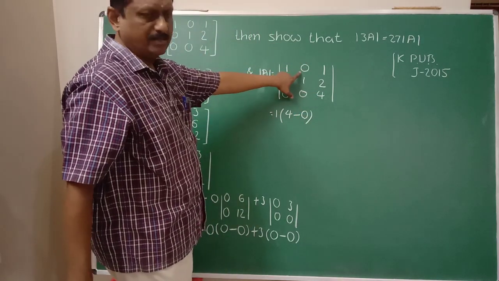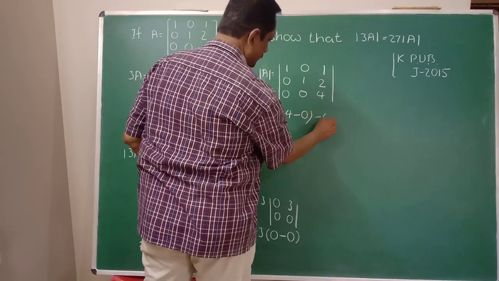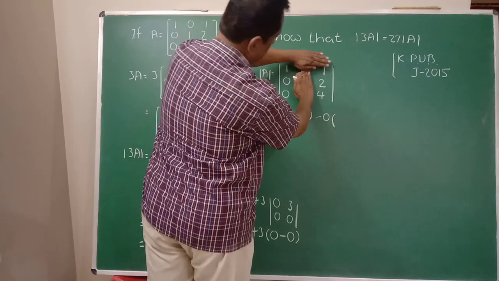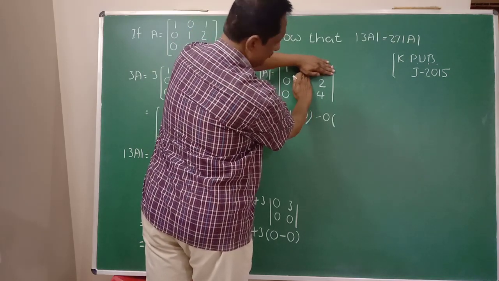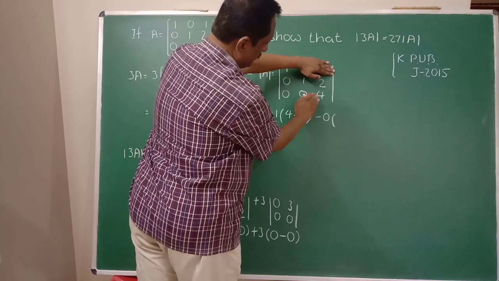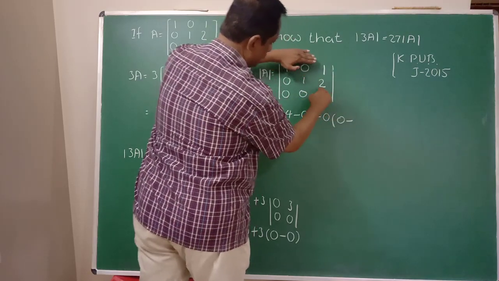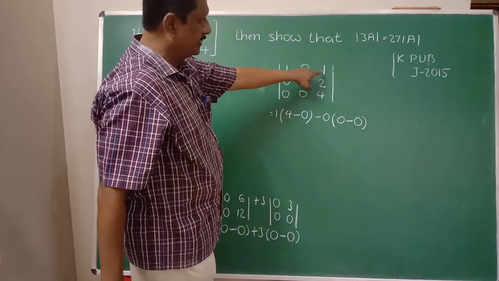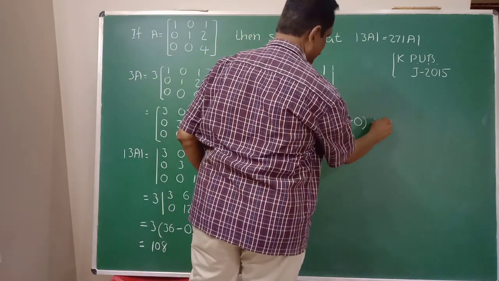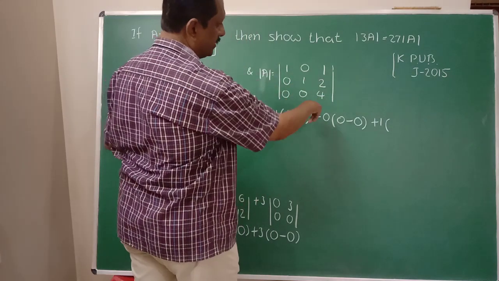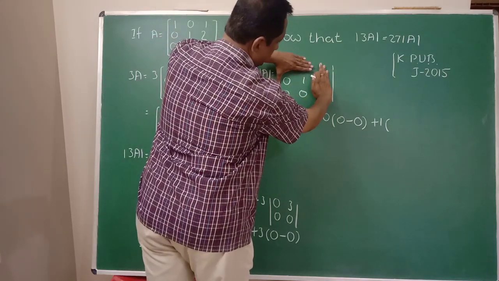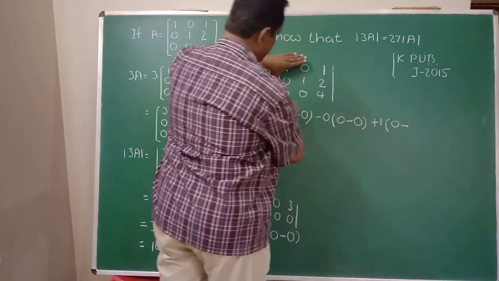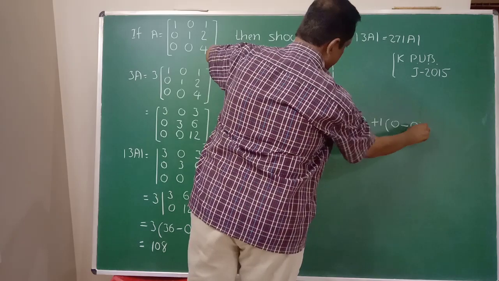Then minus 0 here. So minus of 0. Then delete the row and column containing this 0. So these are the remaining elements here. Then 0 into 4 becomes a 0, minus of 2 into 0 becomes a 0. It is a 0. Then write plus 1 here. Plus 1 into, delete the row and column containing that 1. These are the remaining elements here. Therefore 0 into 0 becomes a 0, minus of 0 into 1 is a 0.